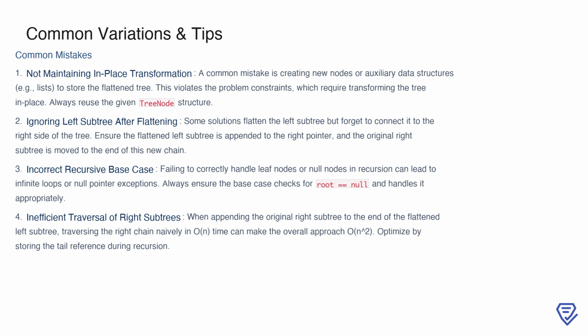Additionally, ensure your recursive base case is handled correctly. Forgetting to check for root == null can lead to infinite loops or null pointer exceptions, so always account for leaf nodes in null cases.